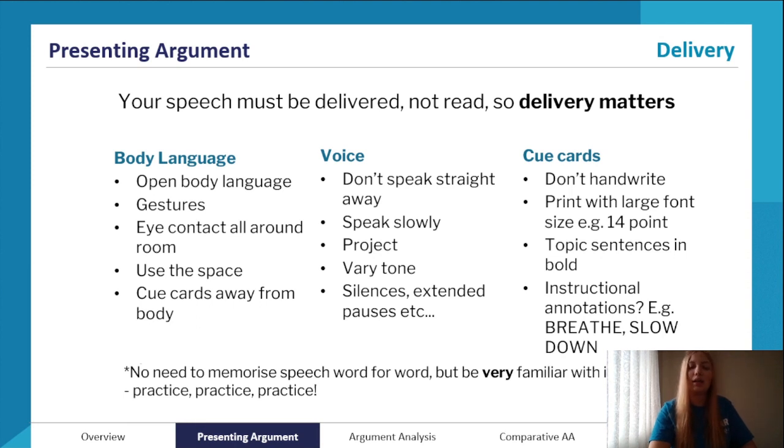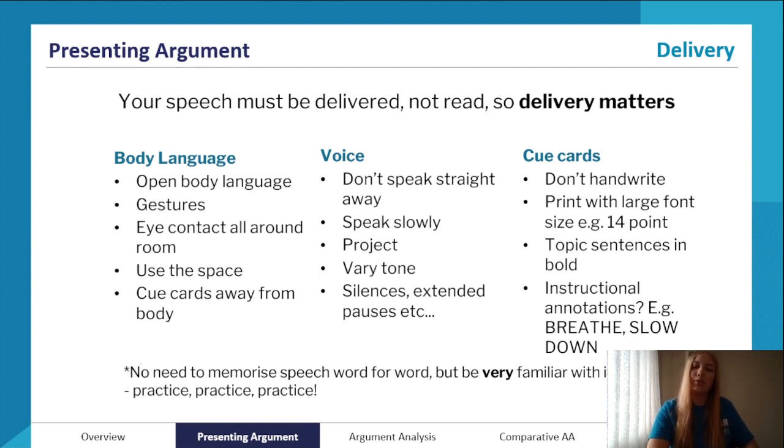Vary your tone as well, and utilize your vocal effects. So either short or extended pauses, rising and falling intonation. Consider where you want to go louder or more quiet. Where you want to intentionally speed up to create an effect of this is something really serious, or where you want to slow down to make an emotional impact.